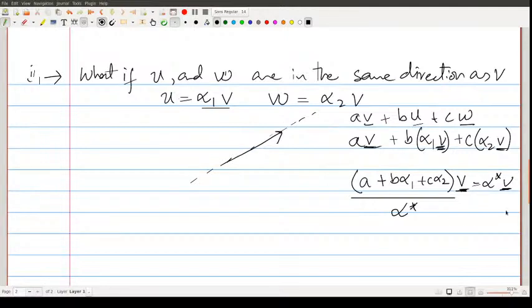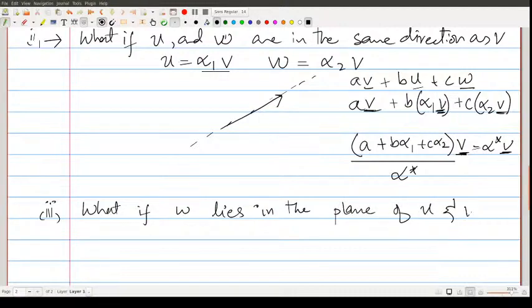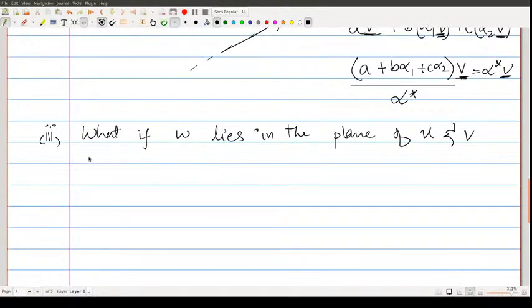And in this case, we have one more problem. There is another case that can happen, which is, what if W lies in the plane of U and V? So for example, U and V are not in the same direction. So I've already seen that when they are not in the same direction, I can get a plane.